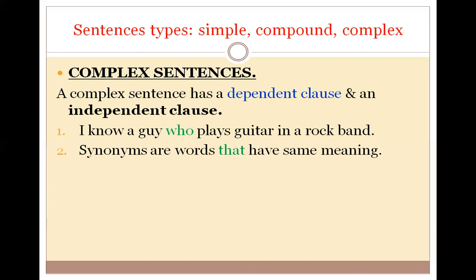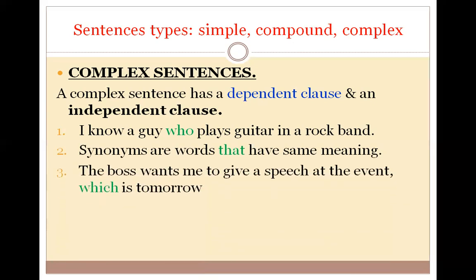Now over here, that again is a relative pronoun or relative clause. The boss wants me to give a speech at the event, comma, which is tomorrow. Which is tomorrow? What is tomorrow? The event. So over here we're using a relative pronoun. I just wanted you to keep this in mind and remember that a relative clause or relative pronoun can be added to make a sentence complex.